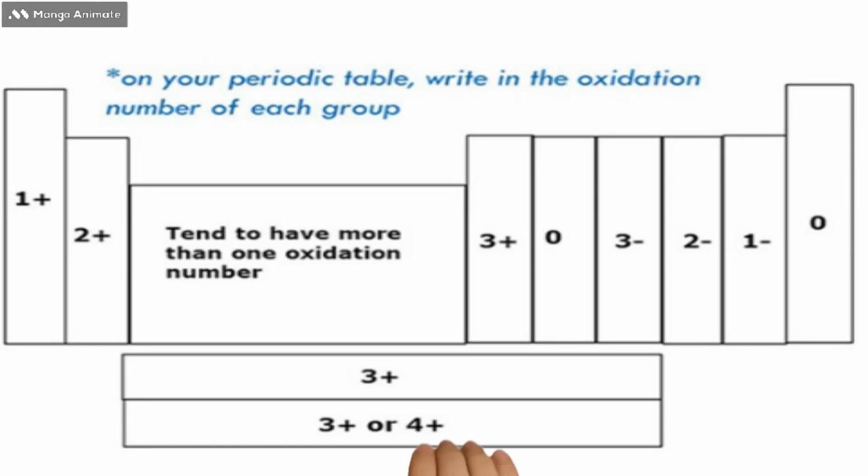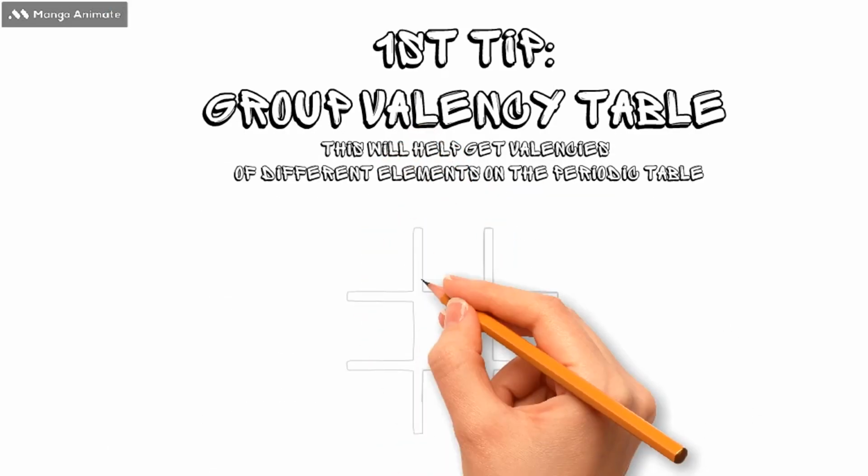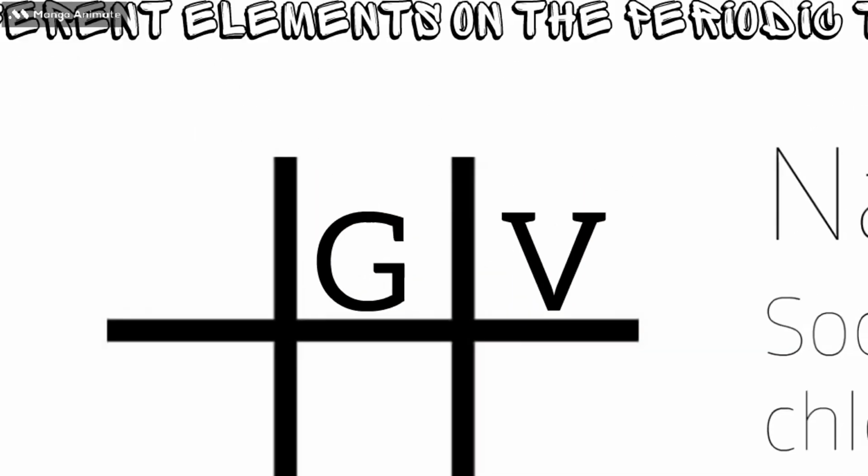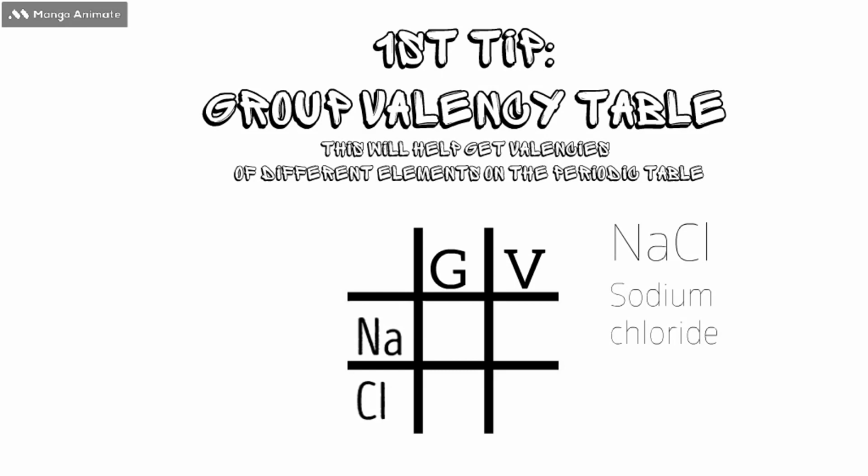Okay, let's come back to the tip. This is how a group valency table looks like. Let's take an example of sodium chloride. Sodium is in group number 1 and chlorine is in group number 7. So this is how valencies work. If sodium is in group number 1, it means that the valence electron is only 1. So to gain the noble gas configuration which is nearest to it, it either has to lose or gain. So we can see that if it loses one electron, it will have a full outer shell again.